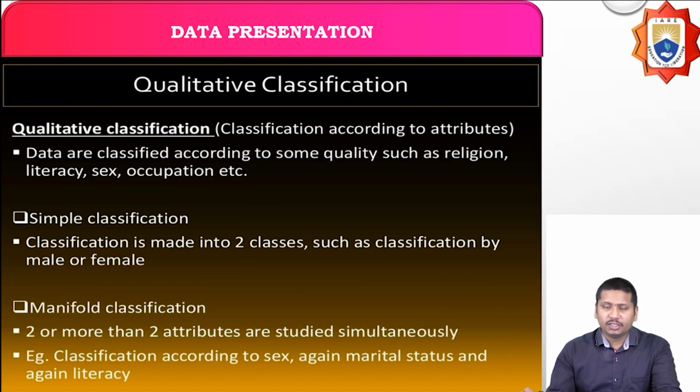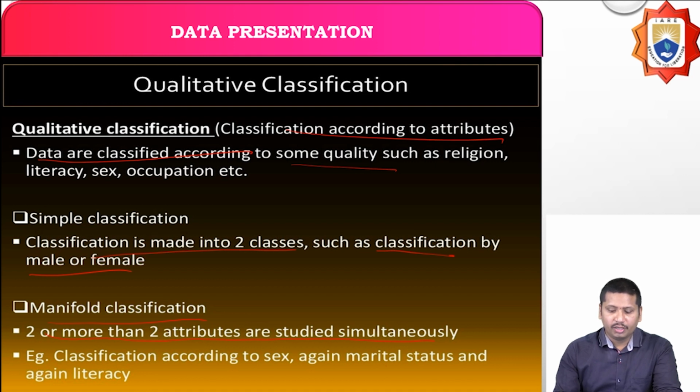And qualitative classification, so here the classification should be according to the attributes, where the data is going to be classified according to some quality, like religion, literacy, sex and occupation. And simple classification means the classification is made in two classes, such as male or female. And manifold classification means more than two attributes are studied simultaneously, so the classification according to sex and marital status, and then again literacy. So these are the two types of classification.